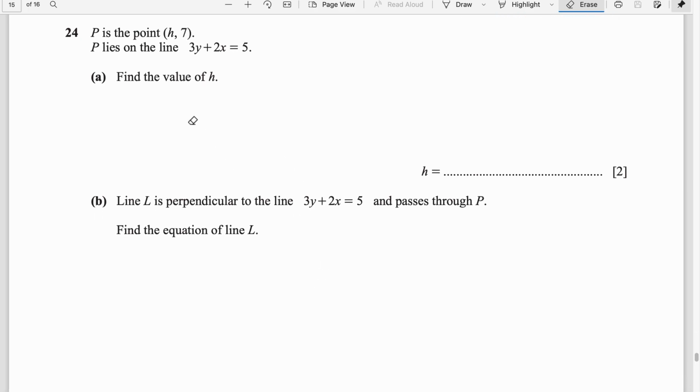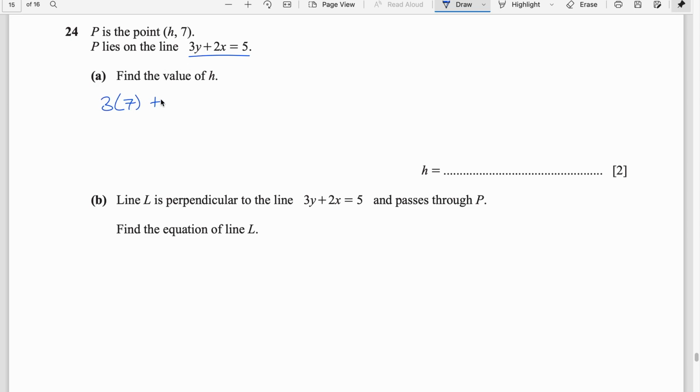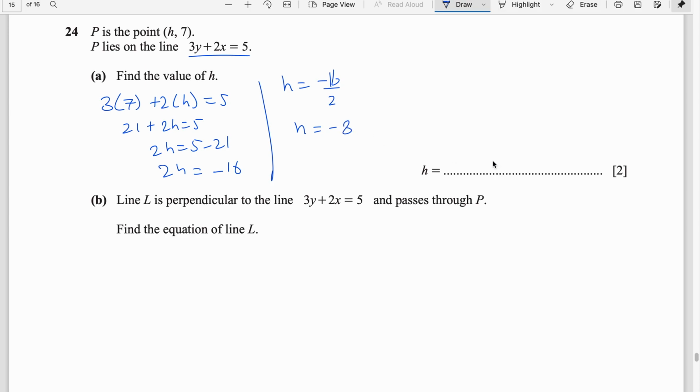Question number 24. Coordinate geometry. P is the point h comma 7 and lies on this given line. Find h. So if it lies, just plug in. 3 into y is 7, plus 2 into x is h, is equal to 5. 21 plus 2h is equal to 5. 2h is equal to 5 minus 21. So 2h is equal to minus 16. h is equal to minus 16 by 2. h is equal to negative 8.